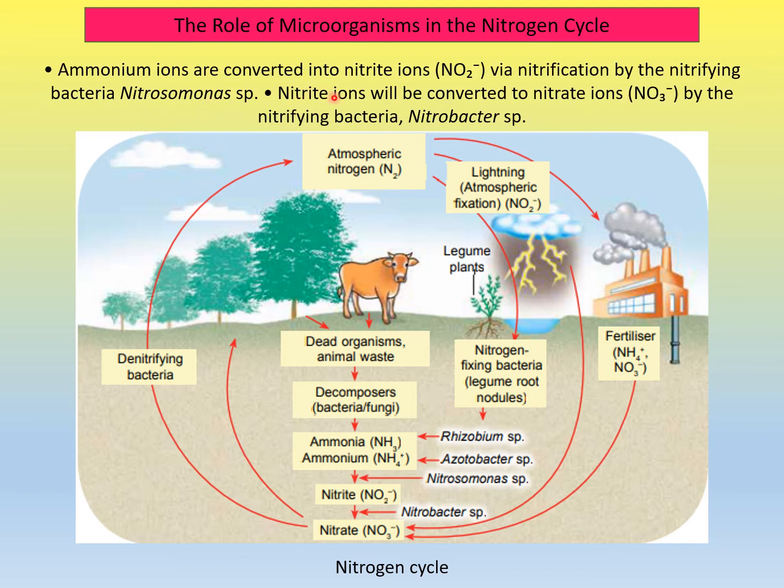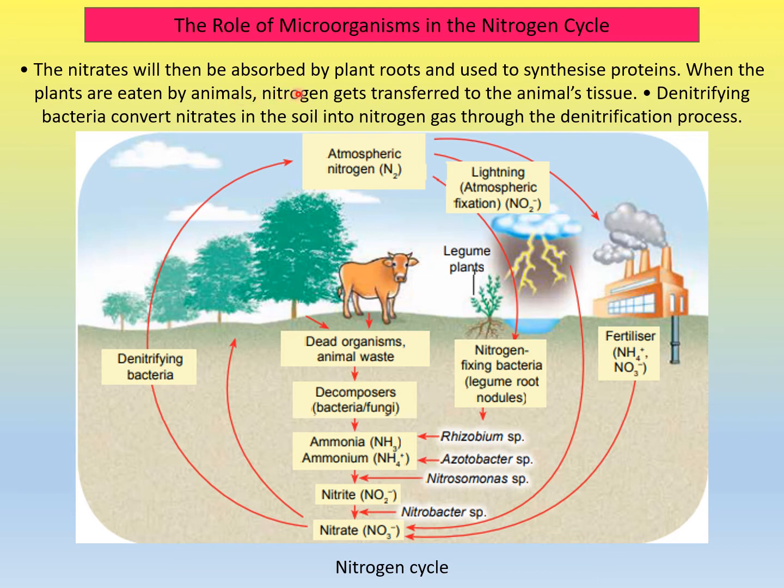Ammonium ions are converted into nitrite ions via nitrification by the nitrifying bacteria Nitrosomonas. Here, ammonium is converted into nitrite by Nitrosomonas, and then nitrite ions will be converted into nitrate ions by the nitrifying bacteria Nitrobacter. Here, nitrite is converted into nitrates by Nitrobacter, so Nitrosomonas and Nitrobacter are known as nitrifying bacteria. The nitrate will then be absorbed by plant roots and used to synthesize proteins.